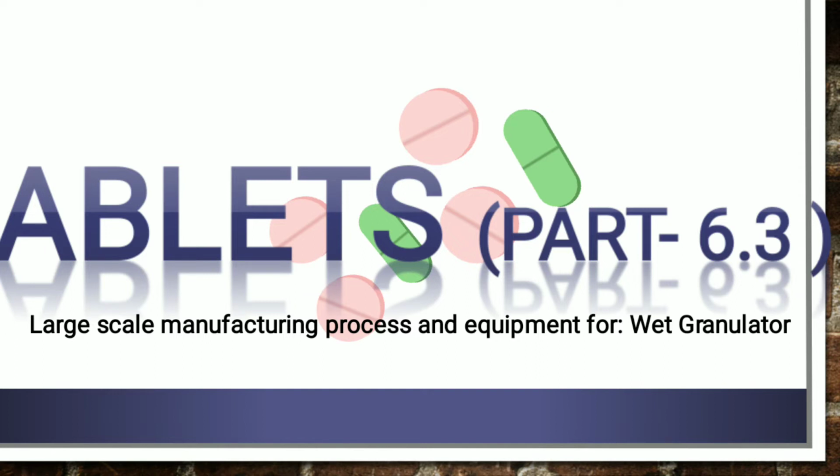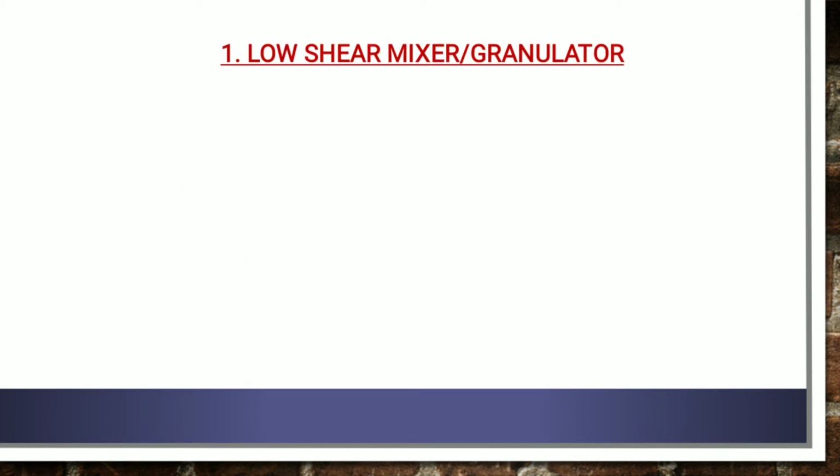The various equipments which can be used for the purpose are low shear mixers, high shear mixers, fluidized bed granulator, oscillating granulator, Gral mixer processor, then Topo granulator under vacuum pressure, etc. So let us see the important equipments which are used for the purpose. The first one, low shear mixer or granulator.